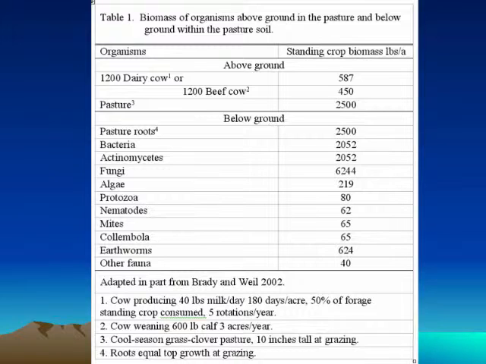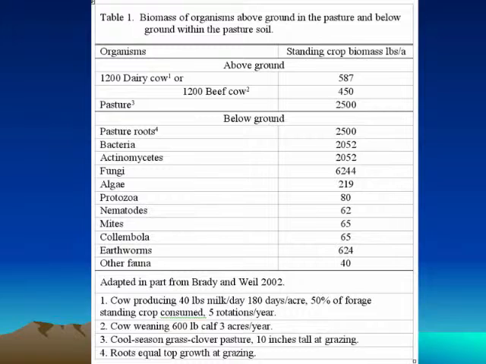The pasture, 2,500 pounds. That's what I'm shooting for. Roughly a 10-inch grazing height. 10-inch grazing height will give me 2,500 pounds. Now below ground, I did not actually measure below ground roots, but we use the rule of thumb that there's going to be about as much root growth down there as there is top growth. So that's where that number came from. All these other numbers came from Brady and Weil in their textbook.